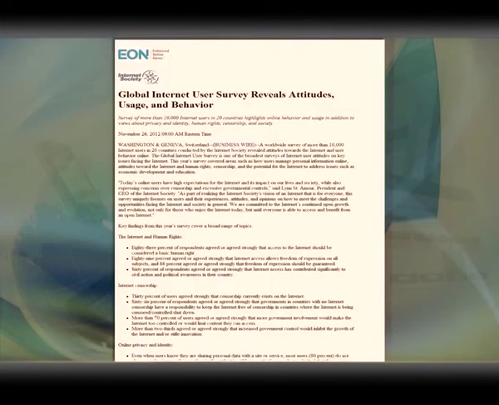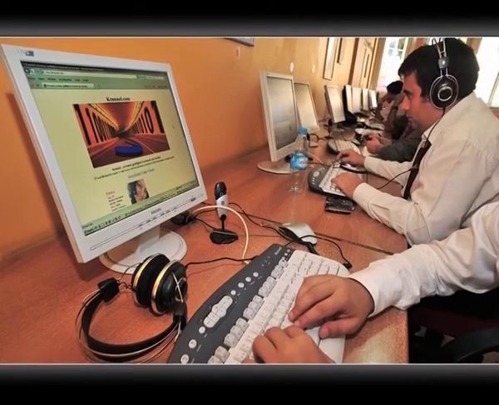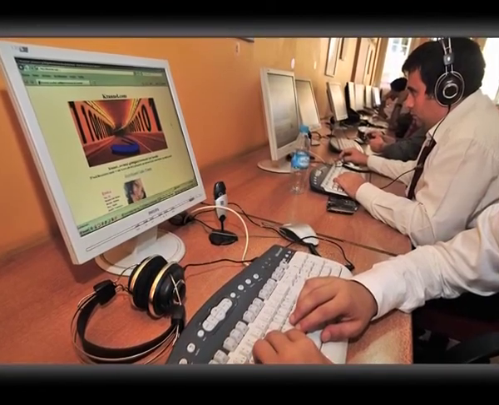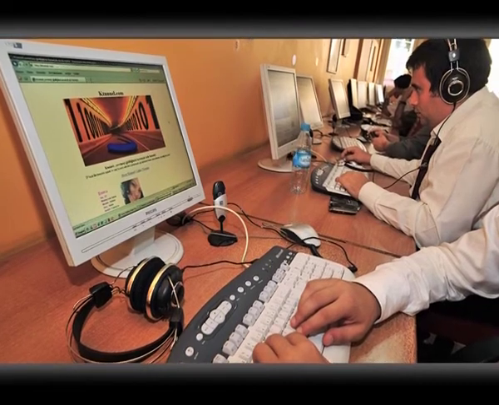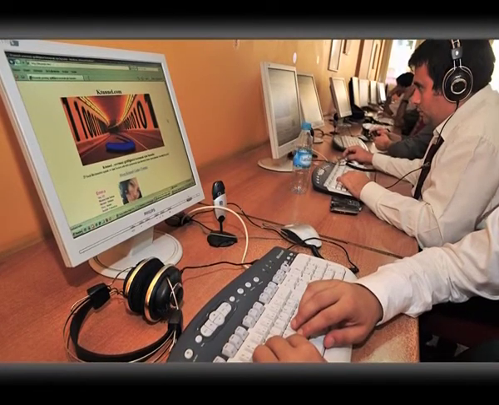A worldwide survey of more than 10,000 internet users in 20 countries conducted by the Internet Society revealed attitudes towards the internet and user behavior online. The Global Internet User Survey is one of the broadest surveys of internet user attitudes on key issues facing the internet. This year's survey covered areas such as how users manage personal information online, attitudes towards internet and human rights, censorship, and the potential for the internet to address issues such as economic development and education.